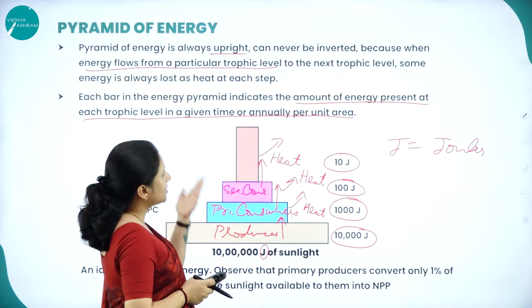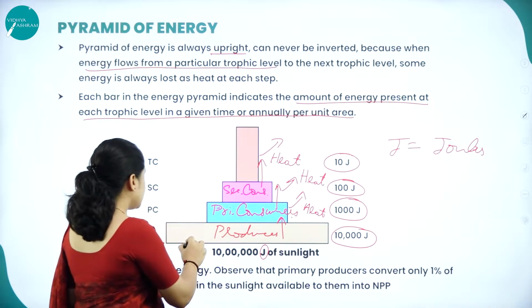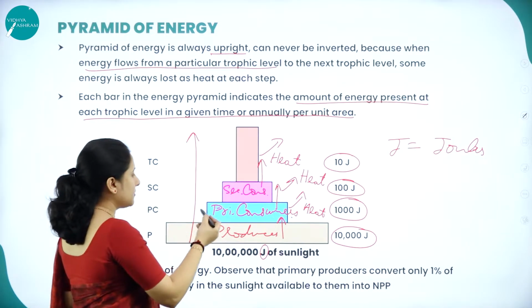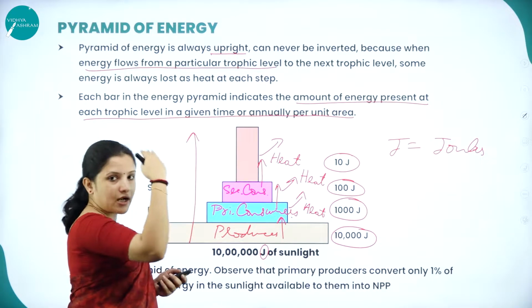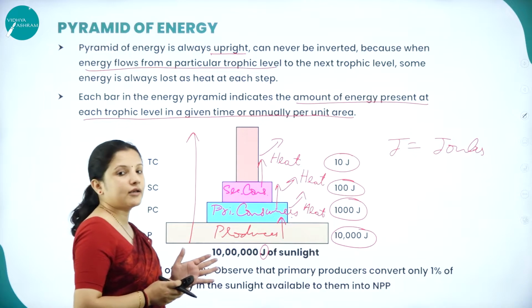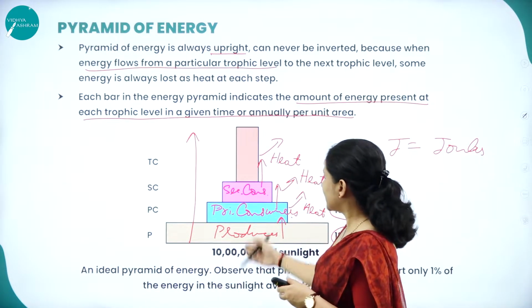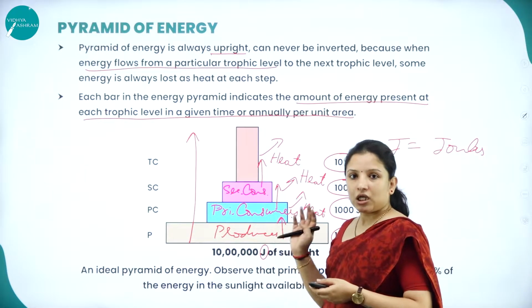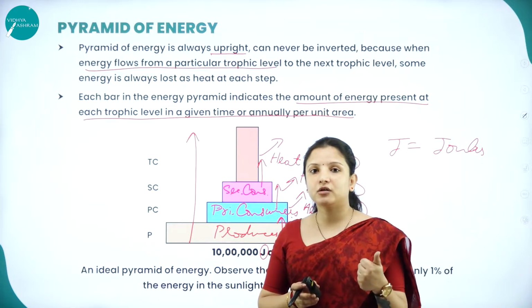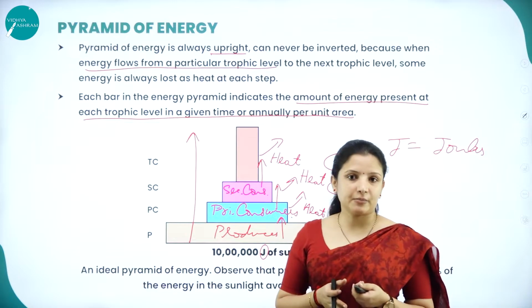So this is about the pyramid of energy. Because energy flows unidirectionally, it will not flow from top to down. It only flows from the base trophic level to the higher trophic levels. That is why the pyramid of energy is always upright. It stands upright and can never be inverted, as we had seen in the pyramid of biomass in an aquatic ecosystem, right? So this was about the pyramid of energy.